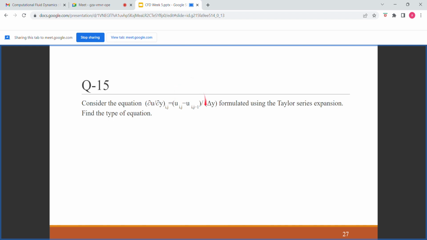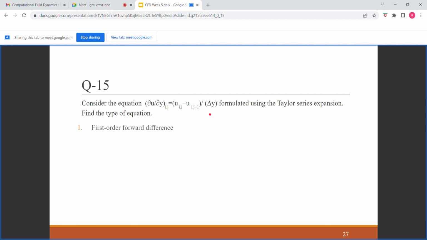So the answer is actually we can see that we are marching in the y. Dou u by dou y is asked, and at point i comma j it is asked. So basically delta y is given. From this it is seen that uij minus uij minus 1, that is the present point and the one point that is one step before or backwards, is given. So it is backward difference scheme.